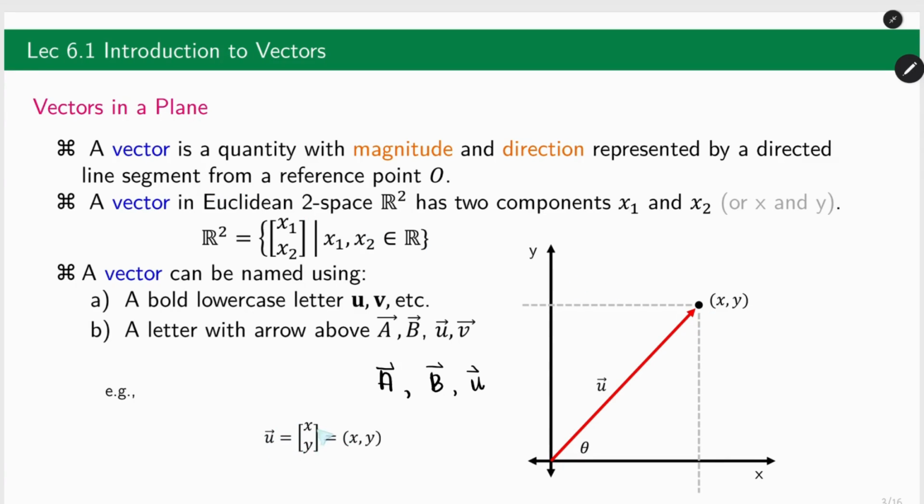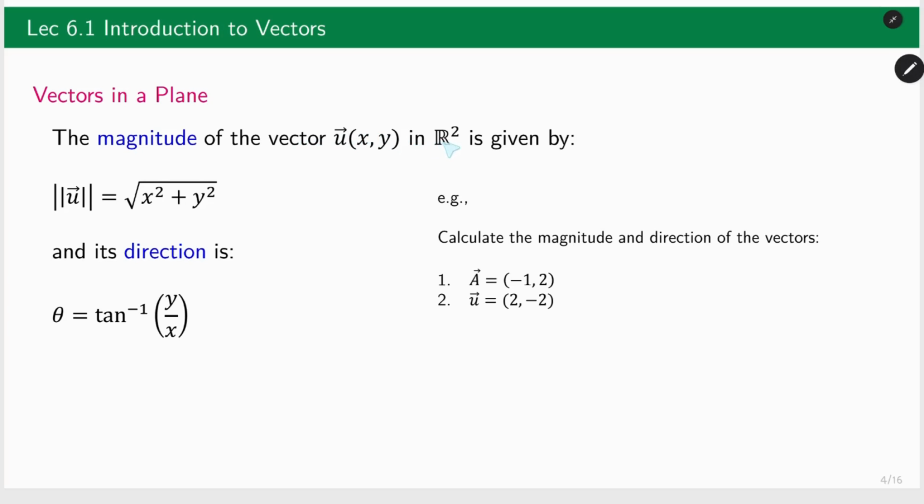Vectors can be written in matrix form or parenthesis form. Equivalently, in other texts, they use the angled bracket, like this one. The magnitude of vector U in R2 is given by the double bar symbol, which is equal to the square root of x squared plus y squared. And the direction is arctangent of y over x. Take note that a right triangle can be formed. Using the Pythagorean theorem, we can get the magnitude, and the direction using SOHCAHTOA.